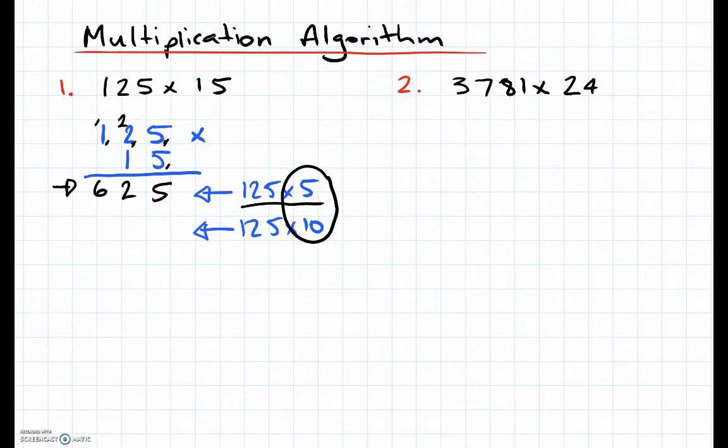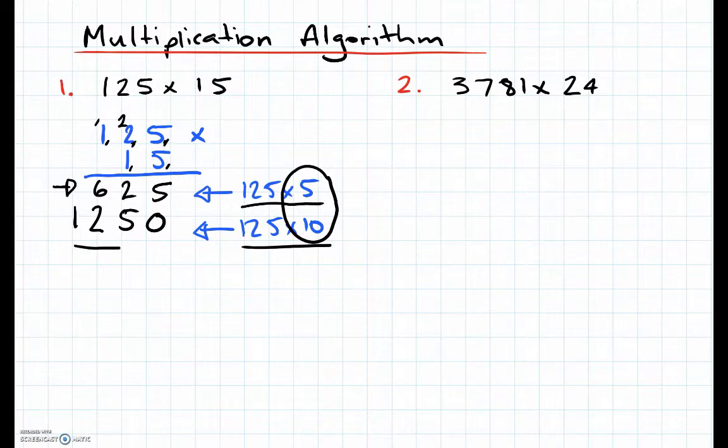In my next row, I'm going to multiply 125 times 10. Now to do that, I start by putting the 0 underneath the 5 in my units column. Now I'm going to multiply 125 by this 1, which is pretty easy because I'm just writing out 125 again. Because 1 times 5 gives me 5, 1 times 2 gives me 2, and 1 times 1 gives me 1.